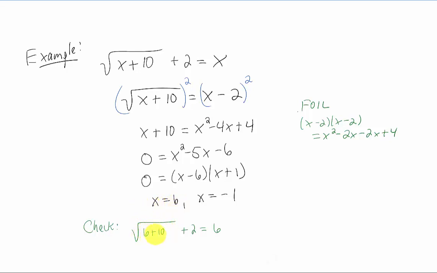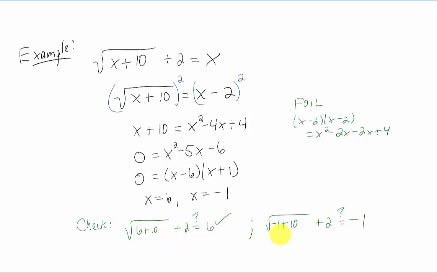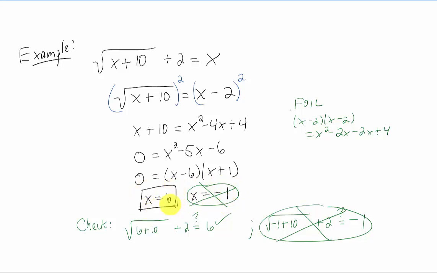We get the square root of 16, which is 4, plus 2 equals 6. That one works out just fine. Our other possible answer of x equals negative 1, we plug into the original equation, we get the square root of 9, which is 3, plus 2 equals negative 1. That one does not work. So x equals negative 1 is not a solution to this equation. The only answer is x equals 6.